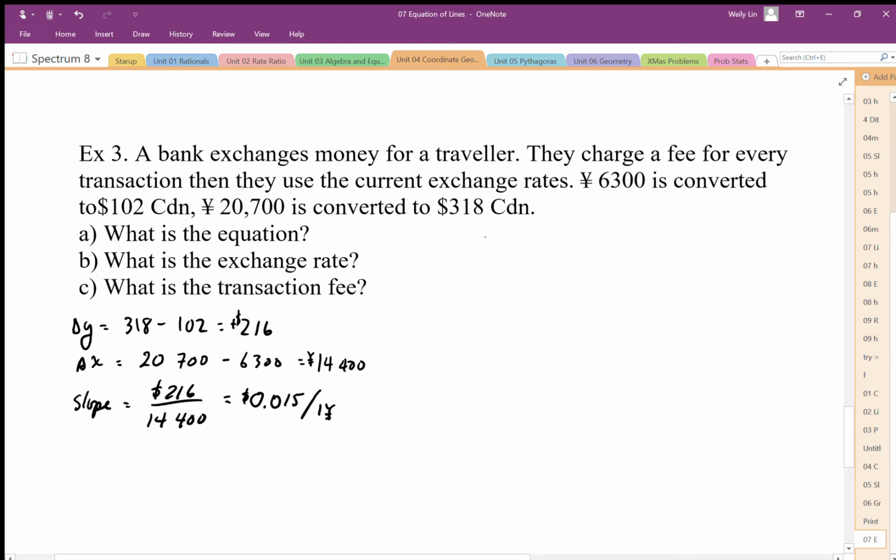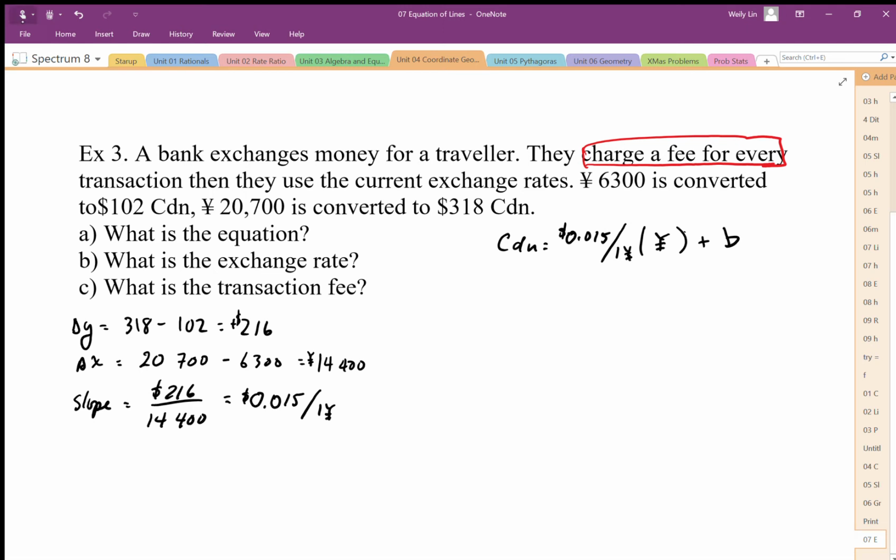So when I write the equation, the Canadian dollars is equal to $0.015 for 1 yen times the number of yen plus B. Okay, that B represents the fee being charged. So the charge fee is how much they get charged for every transaction. So they have to pay some amount, and then they use this exchange rate.